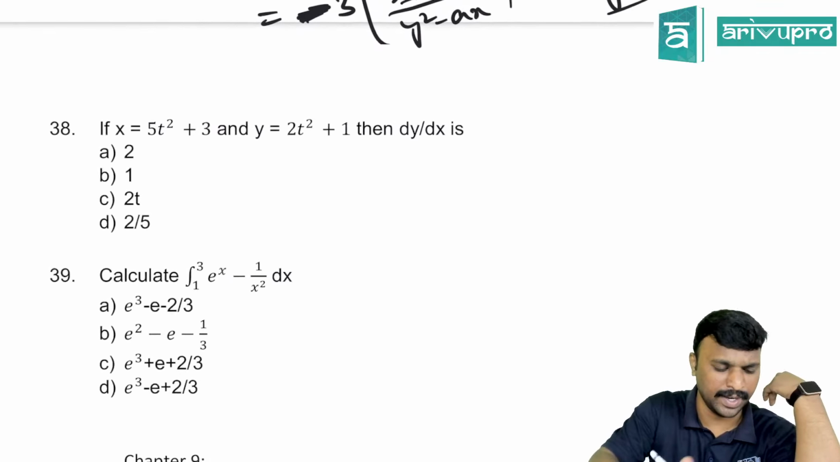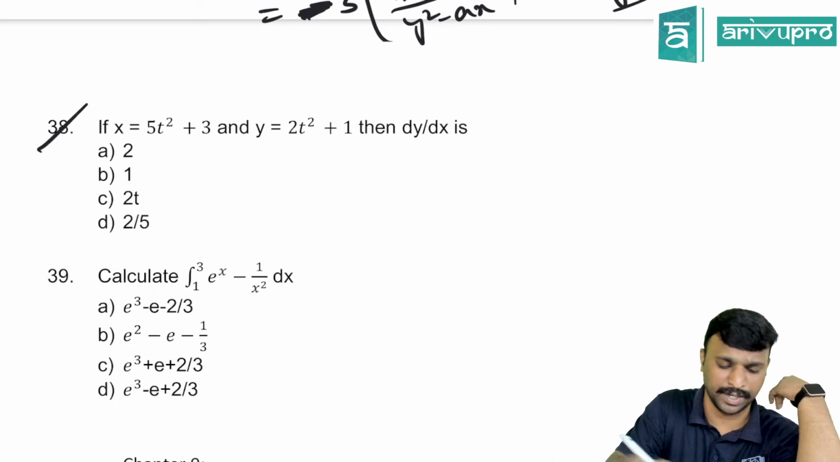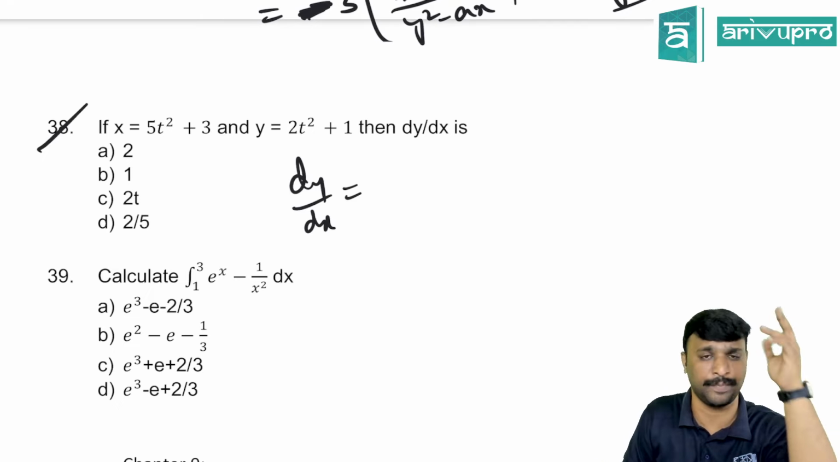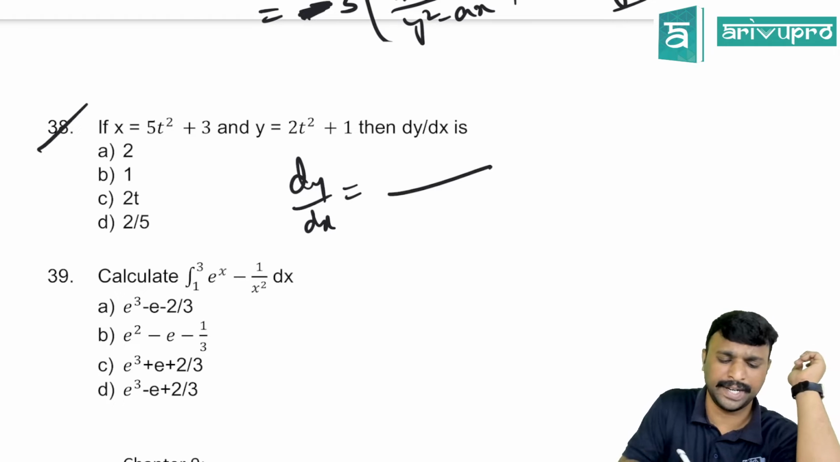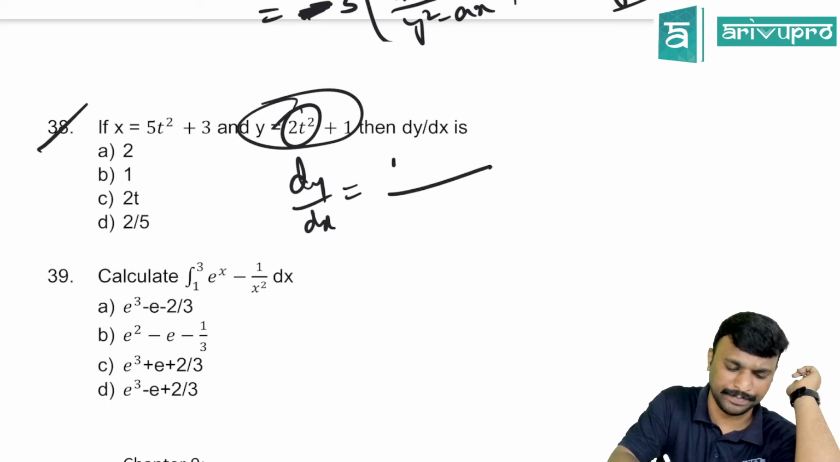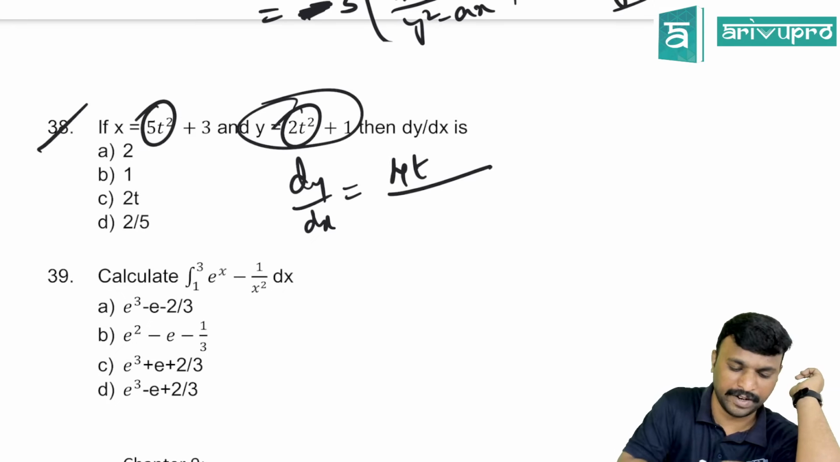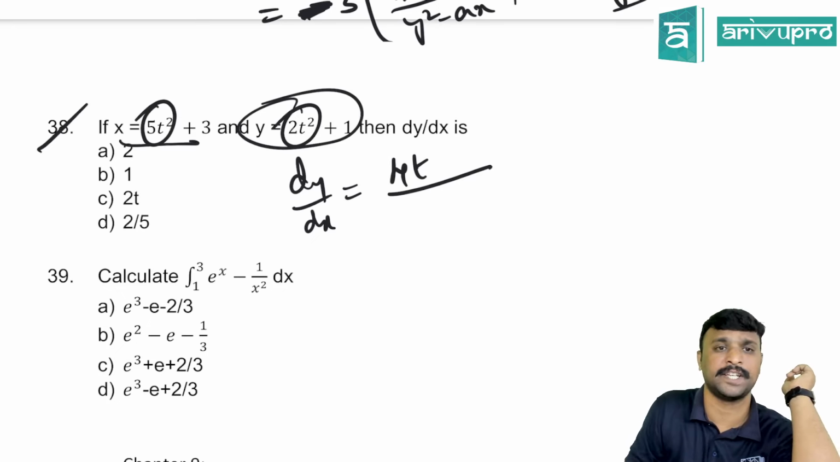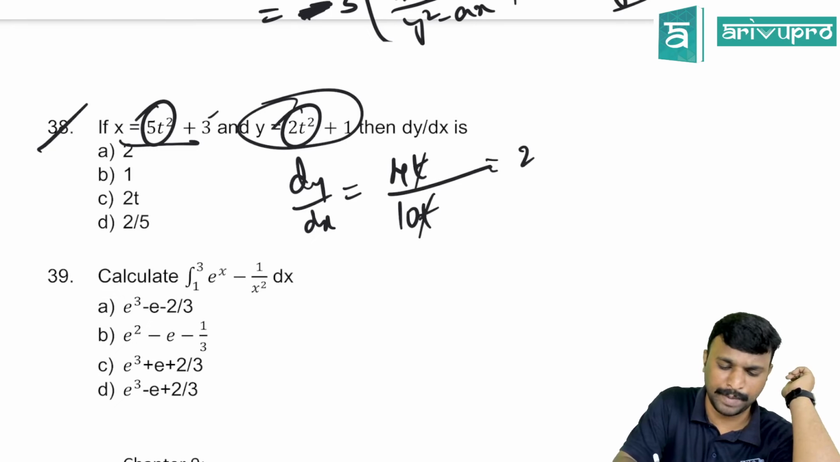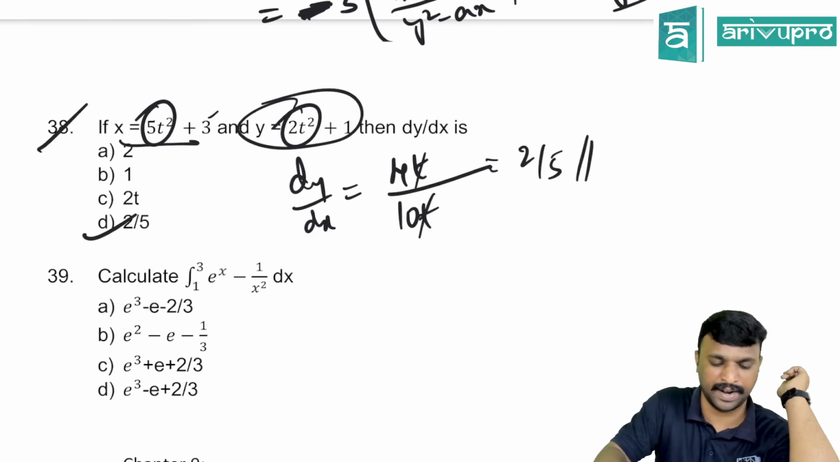Guys, look at the next one. It's a parametric differentiation. So I told you how to solve it in one step for parametric differentiation. For the numerator, differentiate y function with respect to t. Derivative of 2t square is 4t. For denominator, differentiate x term with respect to t. Derivative of 5t square is 10t, and the constant is 0. You need not differentiate. T cancels. 4 by 10 is 2 by 5. Option D is the right answer.